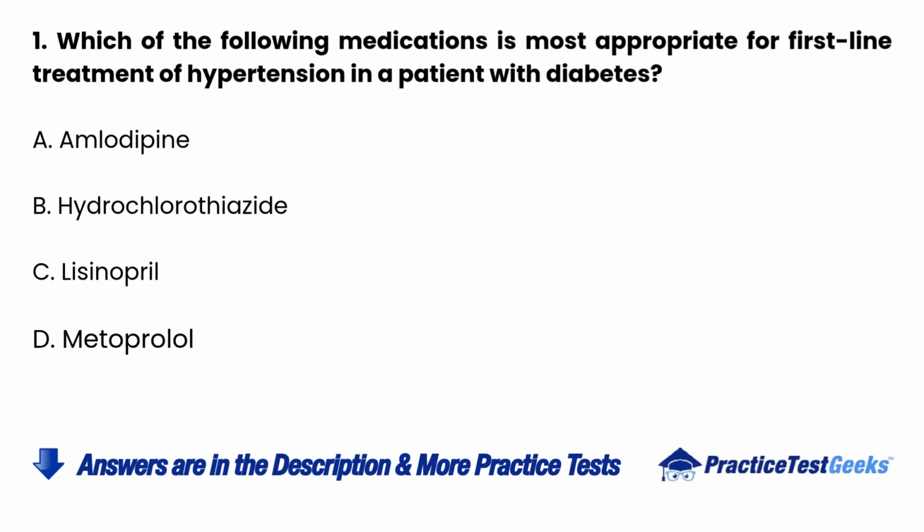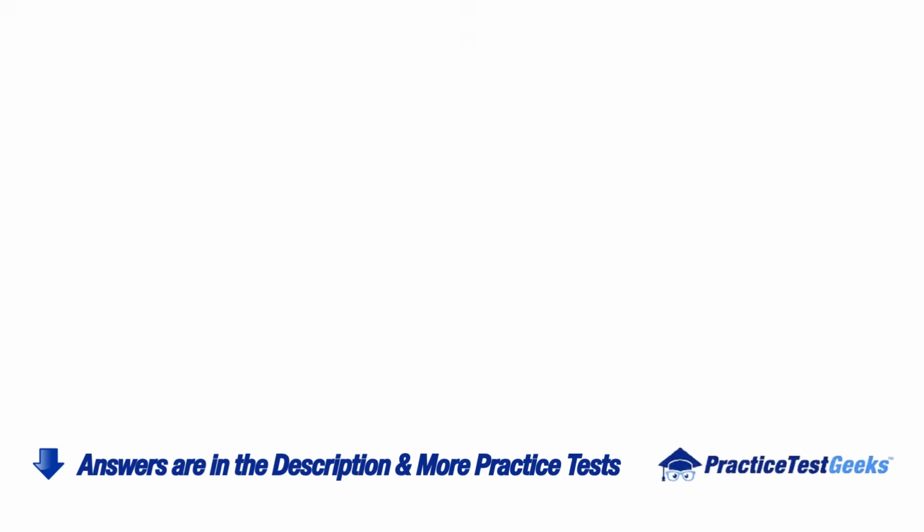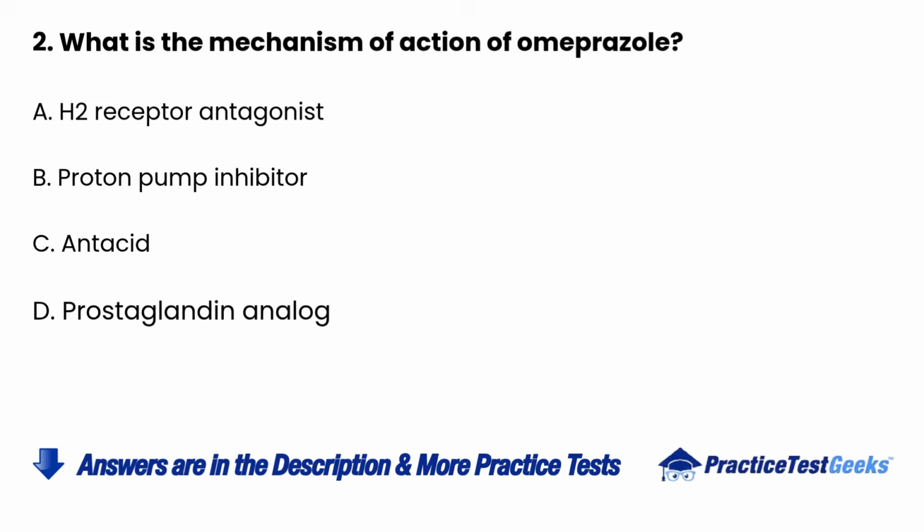1. Which of the following medications is most appropriate for first-line treatment of hypertension in a patient with diabetes? A. Amlodipine. B. Hydrochlorothiazide. C. Lisinopril. D. Metoprolol. 2. What is the mechanism of action of omeprazole?